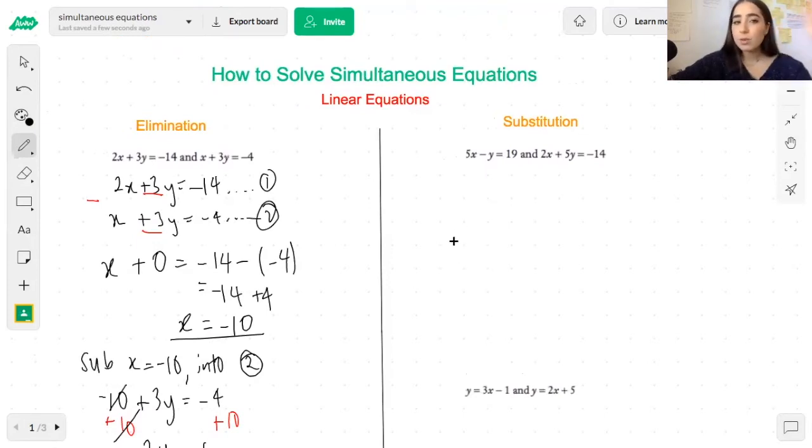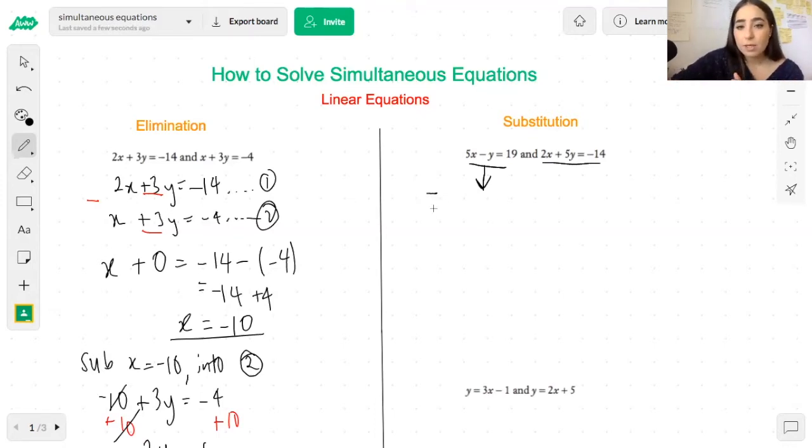Whenever you're doing the substitution method, you need to rearrange one of the equations to make either variable the subject. It doesn't matter which variable, you just have to make one of them the subject. So if you have these two equations over here, you need to take one of those equations and make something the subject. The easiest equation to take would be this one. I'm going to make y the subject of this equation. You could have made x the subject, it doesn't matter, but in this case, the easiest thing to do would be to make y the subject.